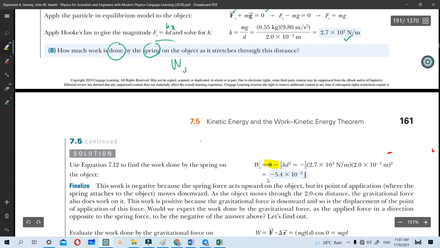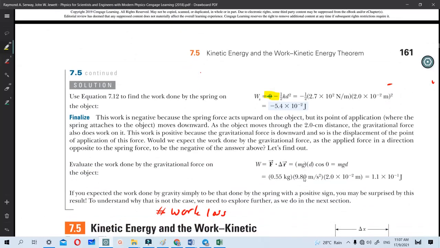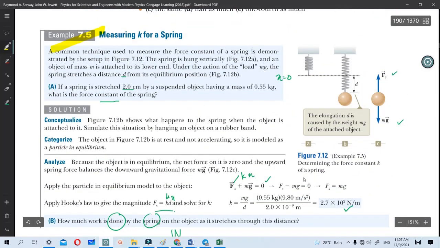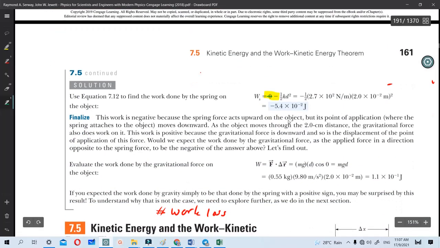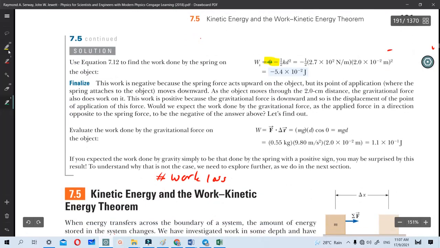Okay, so you find that work by the spring is negative 5.4 to the power of negative 2. It's also something to note as well. Okay, the displacement is occurring in this direction. Delta R is occurring in this direction. While the force is directed upwards, they are in the opposite direction. So it makes sense that the work by the spring is a negative product. Okay, the negative product.